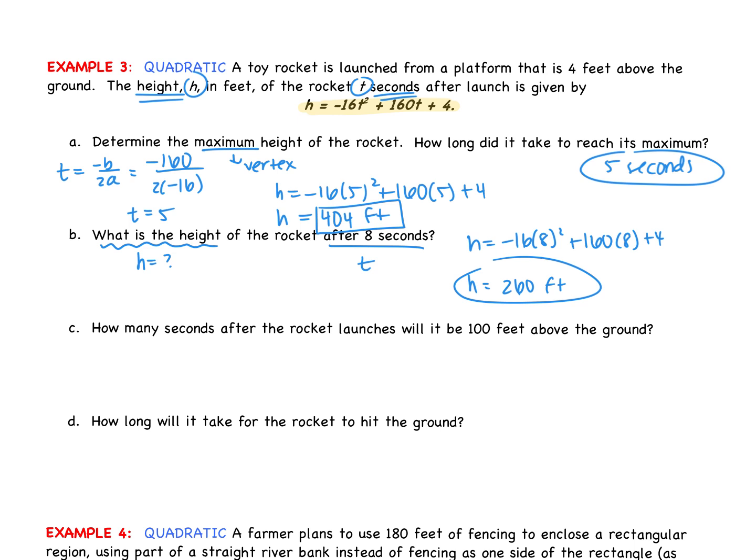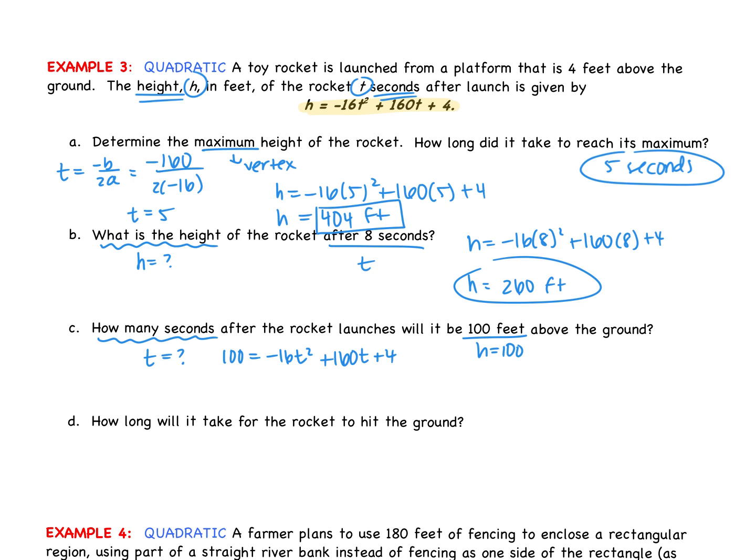Okay, and C, how many seconds? That tells us we're looking for time. How many seconds after the rocket launches will it be 100 feet above the ground? If you are asked for time, that means you have to know the height. Whatever you're asked for, you must know the other variable. So that 100 feet above the ground is our h. So using our equation then, we get 100 is equal to negative 16t squared, add 160t, add 4. So the question is, how do I solve something like this?